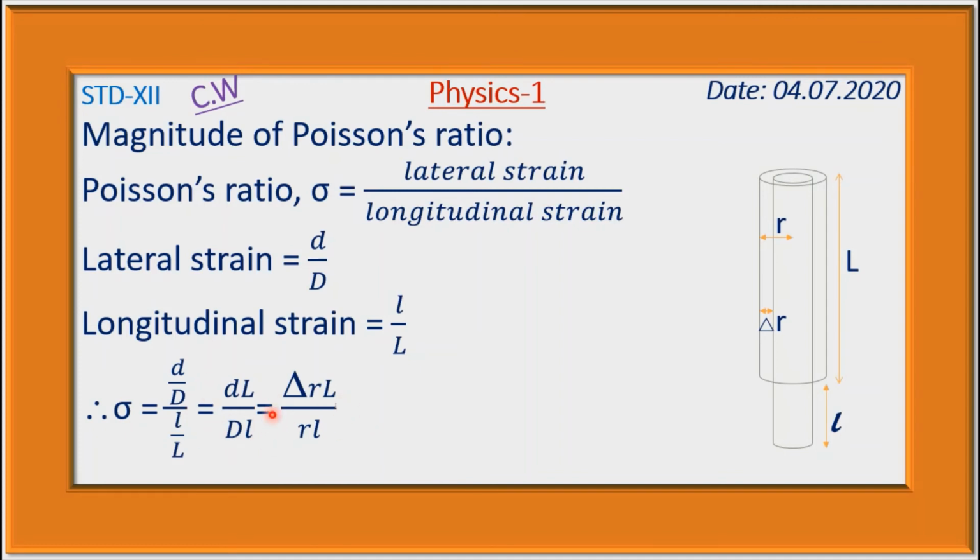Also, you can write r is equal to d divided by 2, so del r is equal to del d divided by 2. In terms of radius we can write this equation as del r divided by r, over capital L divided by L. Here del r is the decrease in or change in radius and r is the initial radius. So this is the magnitude of the Poisson's ratio, and Poisson's ratio depends on the material of the body, so it is a special property of the material of the body.